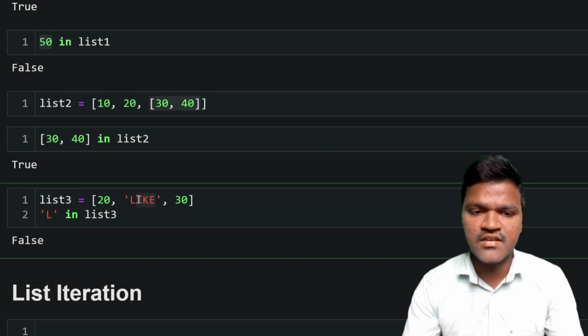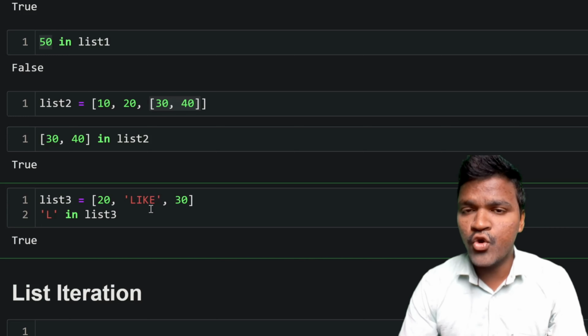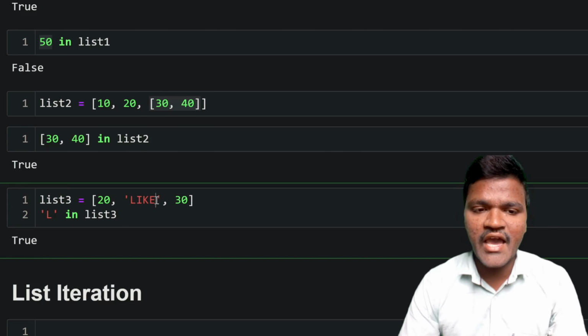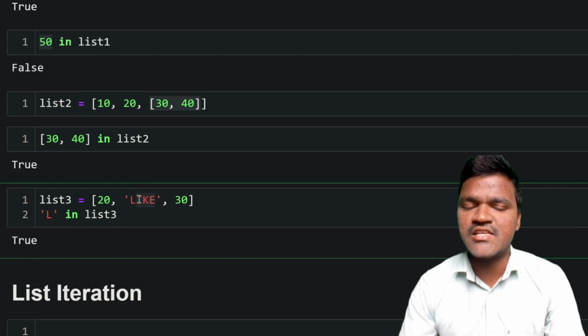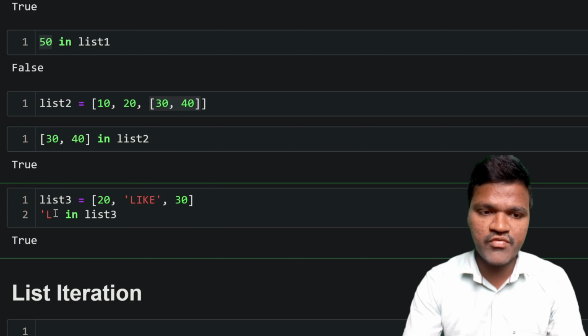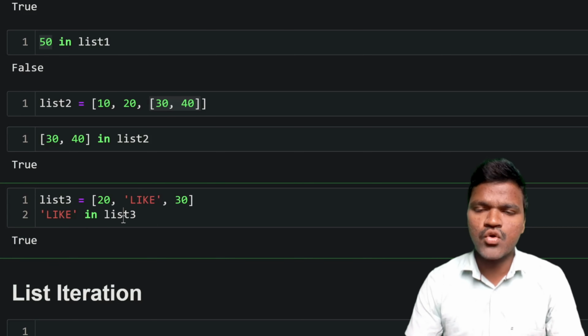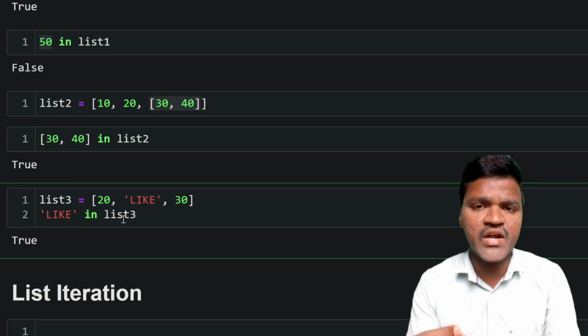We will come to this again. So we have this single L, and if I execute this, we get True. The reason we didn't get True with the previous example is that we don't have a single L; we have a combination of other characters as well. If I mention the full string and execute this, we get the result True. So like this, we can check whether a particular element is present inside of a list or not.